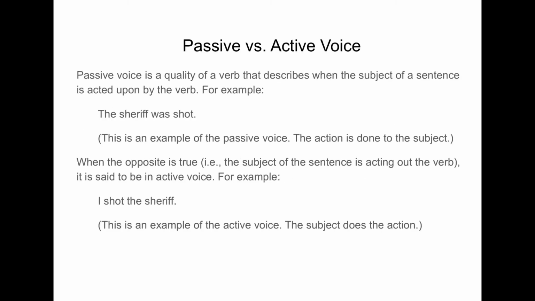Next up, passive versus active voice. Passive voice is a quality of a verb that describes when the subject of a sentence is acted upon by the verb. For example, the sheriff was shot. The action is done to the sheriff. When the opposite is true, the subject is acting out the verb, it is said to be in the active voice. For example, I shot the sheriff. I am completing the action instead of having the action done to the sheriff.